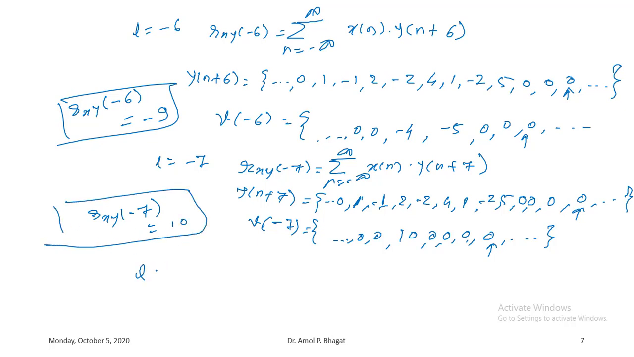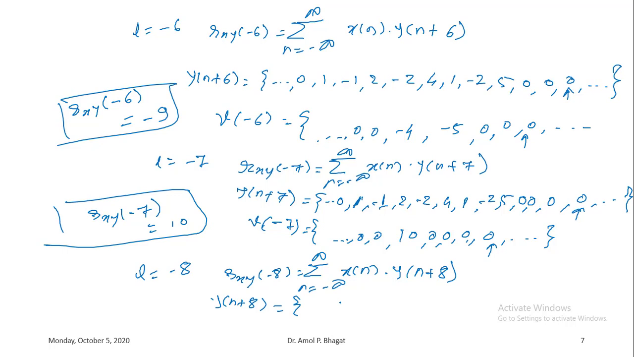Similarly for L equals minus 8, you will get r x y of minus 8 equals summation n equals minus infinity to infinity x of n into y of n plus 8. So y of n plus 8 will again have the same sequence values, only the origin will be shifted again on the right hand side by one position, right?